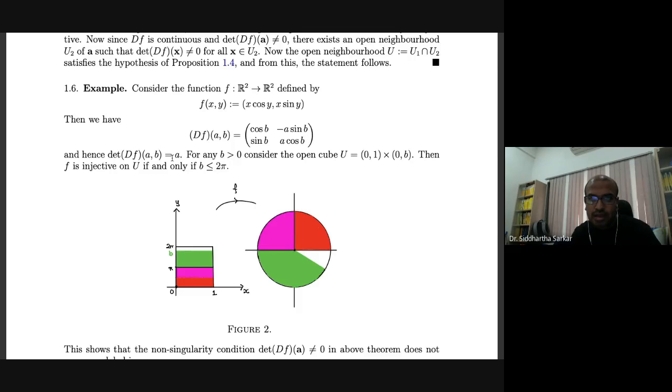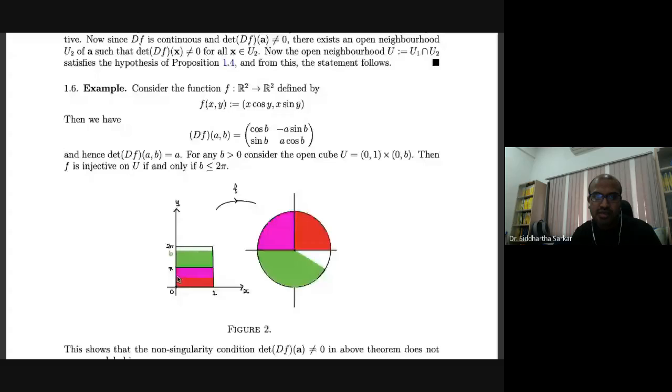Yeah, so the determinant of this is simply A. If I make sure that my A is positive, then the function is not singular; DF is non-singular. Okay. Now let's stick to the case B greater than 0, because I want to make sure everything goes right.